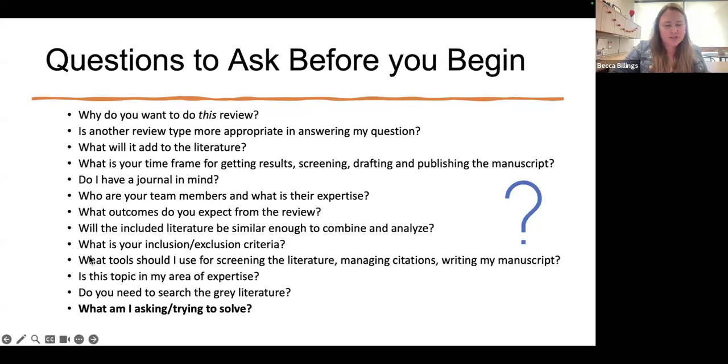And here are some other questions. Are you planning to combine and analyze the studies for overall effect? Are your studies going to be homogeneous enough for a meta-analysis? Are you going that route at all? What's your inclusion and exclusion criteria? So those are just some examples here.